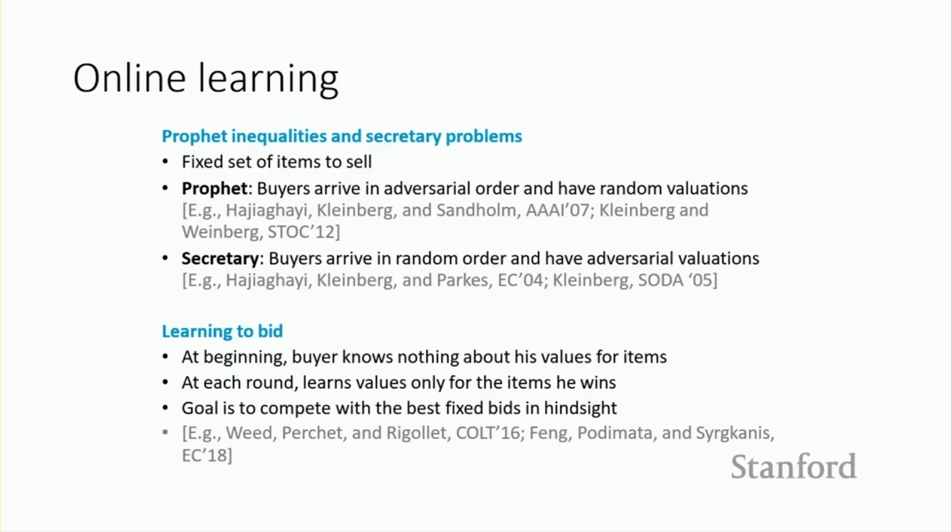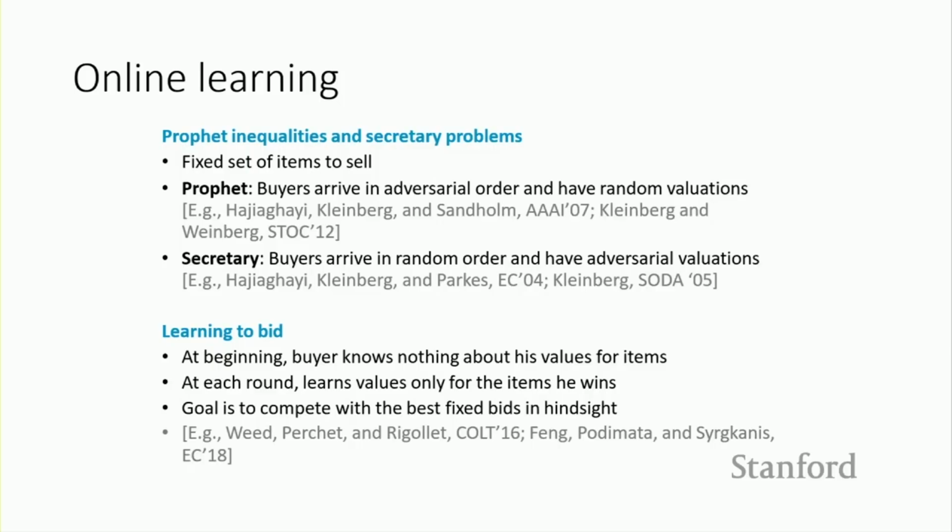So, for instance, a simple version of this is a learning to bid setting where at the beginning, the buyer knows nothing about the values for items. At each round, they only learn values for items that they actually win. So they choose something, and then if they win, they learn the value. If they don't win, they don't learn anything. And so the goal is to compete with the best fixed bids in hindsight. So the optimal strategy is if I knew the true values and I could actually bid those. And so the regret setting is, again, if I knew the optimal fixed bids, what is the gap from that strategy? Similar to the way we've talked about regret over the past couple of lectures.